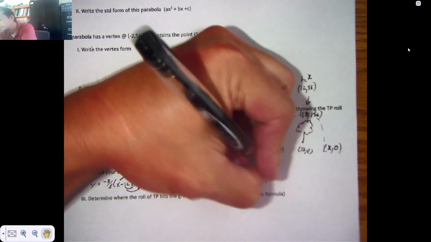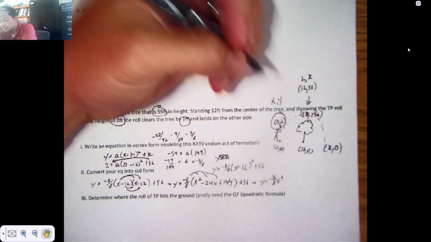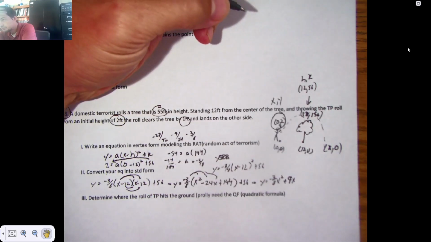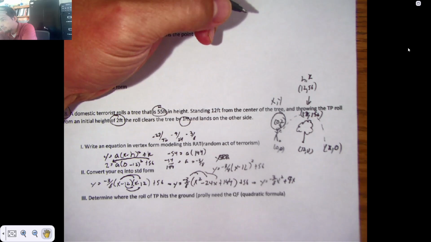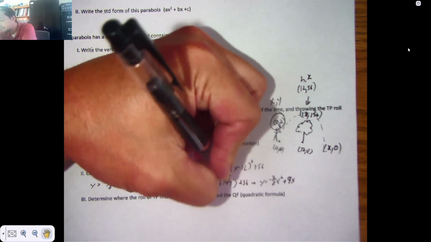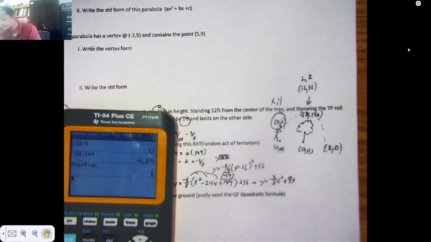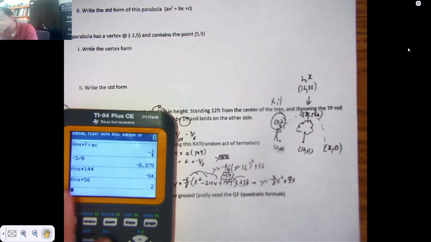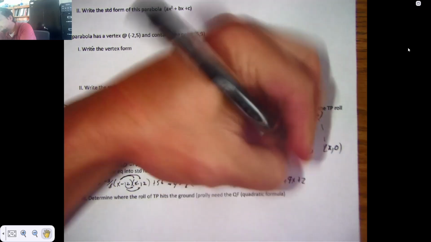So y equals negative 3/8 x to the second plus 9x. This would make minus 54. If you do negative 3/8 multiplied by 144, you should get minus 54. And now that the parentheses are dropped, I can add the 56 plus negative 54, which is 2. And I've mentioned this a couple times in my videos, that's the y-intercept.